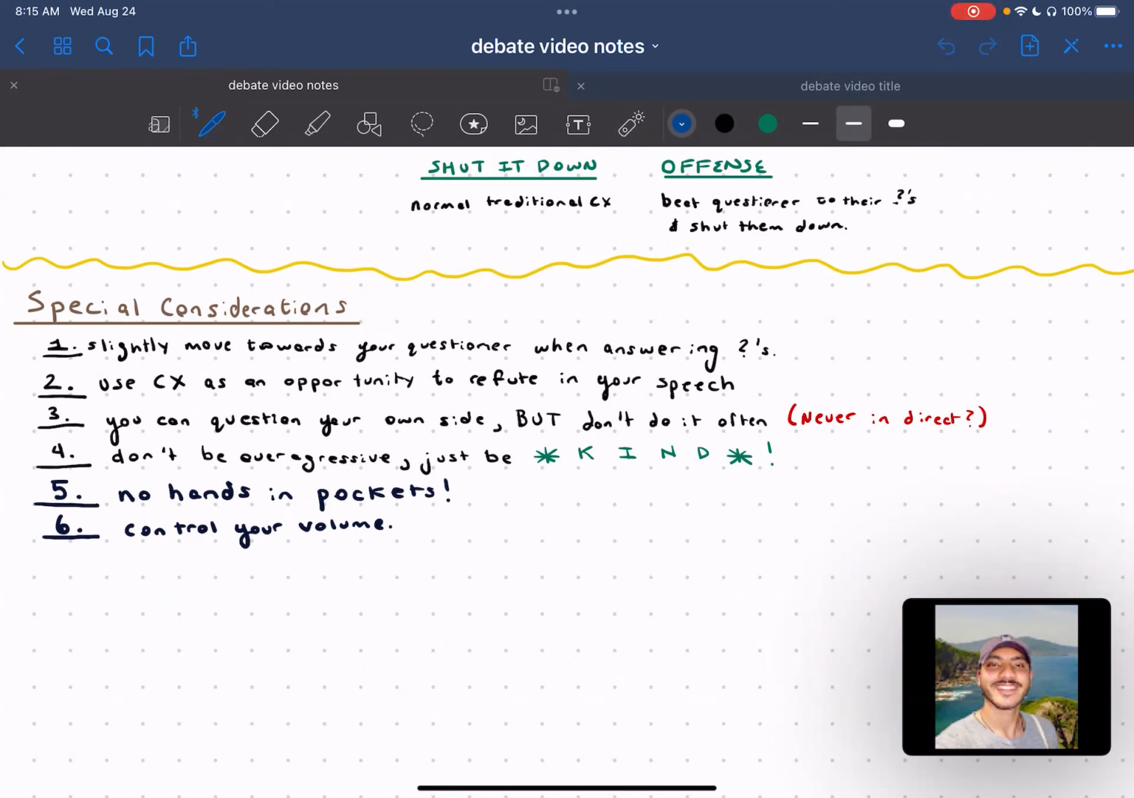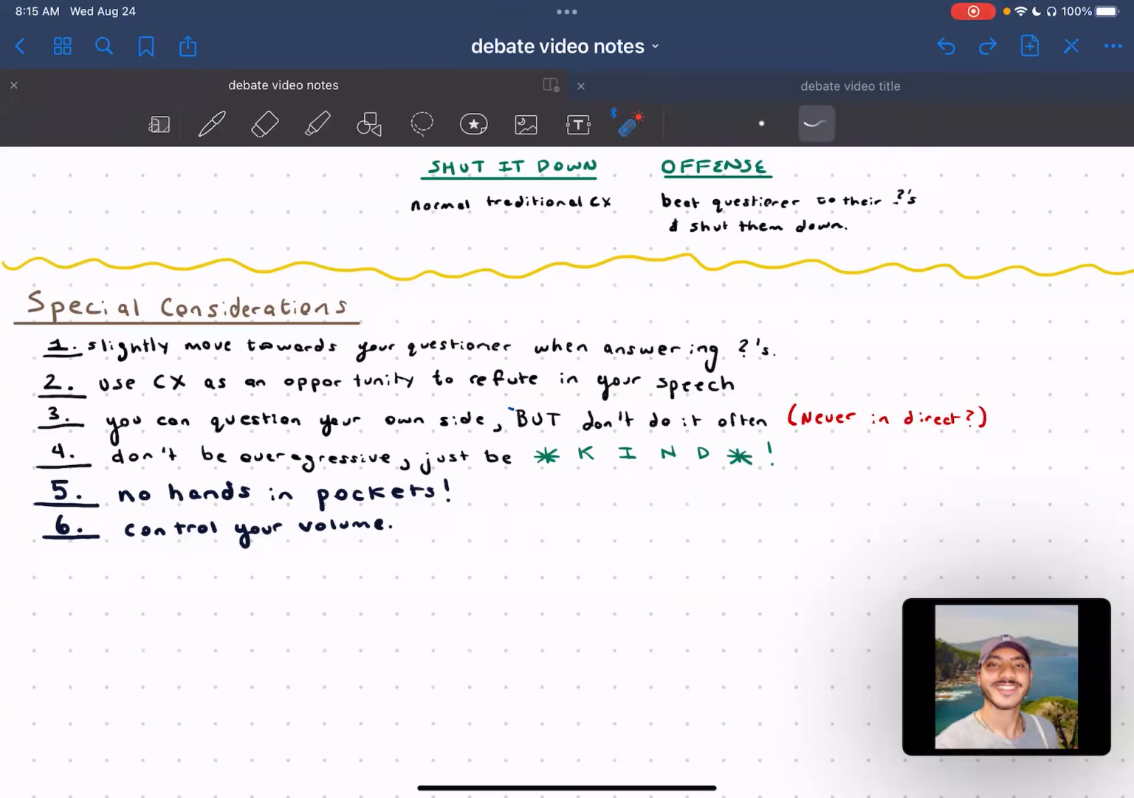The second is to use CX as an opportunity to refute in your speech. We kind of talked a little bit about this at the beginning of the lecture, but the idea being that if you asked a question of your opponent earlier in the round, you can include their answer if it was like an indictment on their own point or indictment on their whole side in your speech later in the round. So for example, I can say, Representative Cosme, when I asked you in cross-examination period about this idea, you answered me this, but here's what the evidence says. And then, it sounds very convincing.